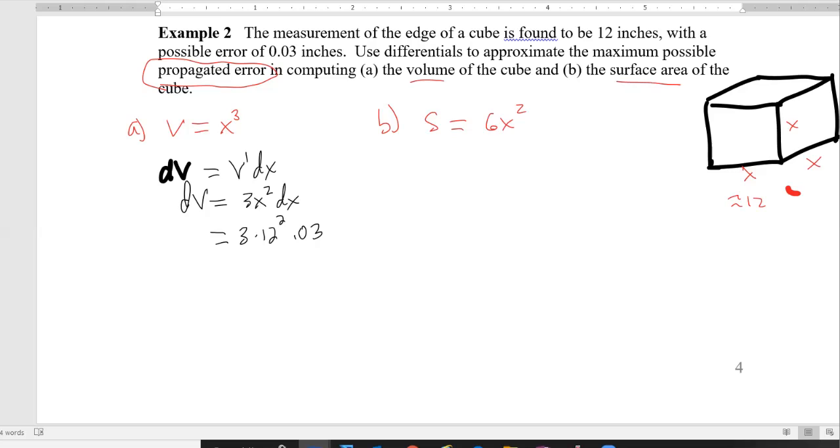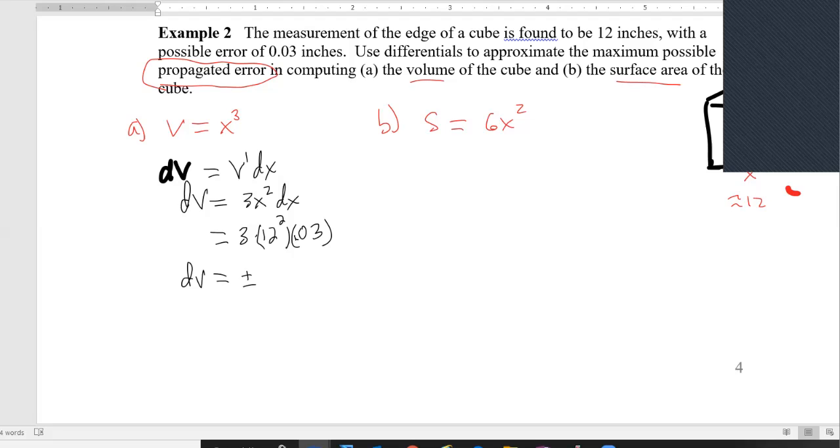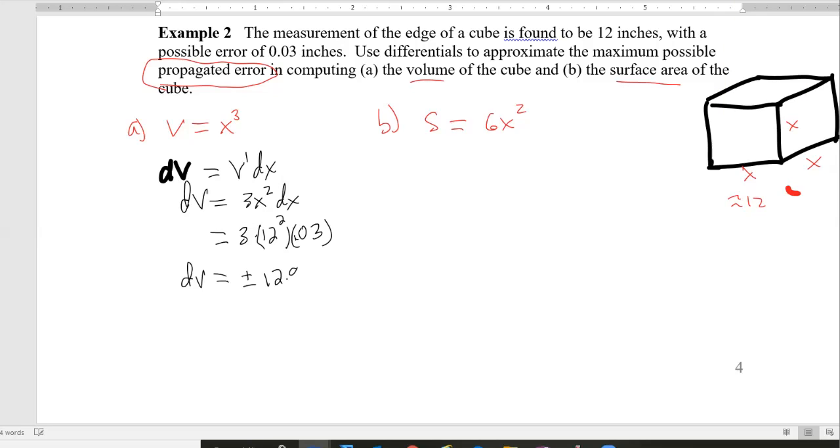Now, it was given as 0.03, but you can assume that it means plus or minus 0.03, so that when this error comes in here, then the propagated error is technically plus or minus 3 times this 12 squared times 0.03. So we have 12.96 here.